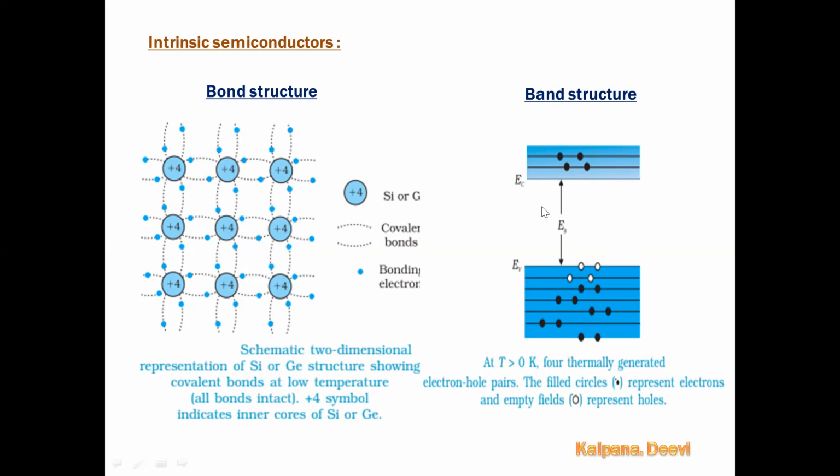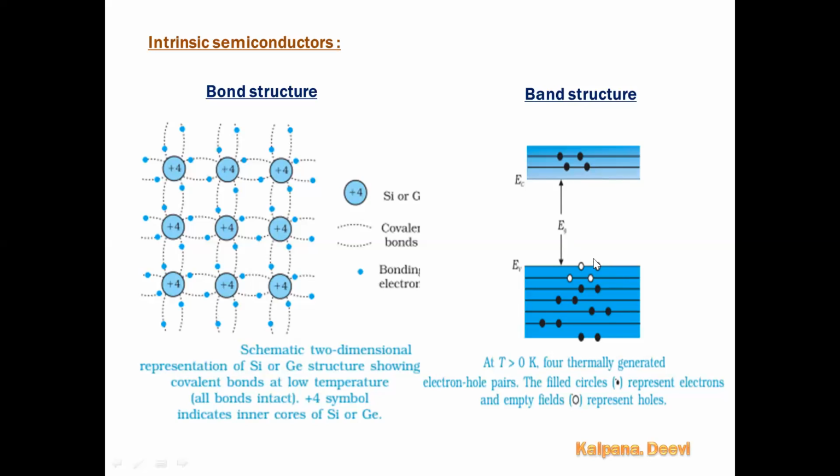If we want to see this in band structure, at T equal to 0 Kelvin, this is the valence band and this one is the conduction band. Here, EC is the bottom level of the conduction band and EV is the upper level of the valence band. The gap in between these two bands is EG, the energy gap.